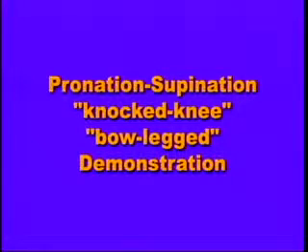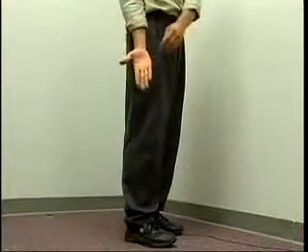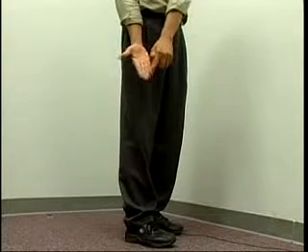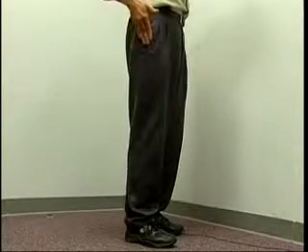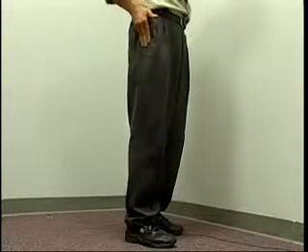This next demonstration, the knock-kneed bow-legged demonstration, is to show the patient the effects of excessive pronation and excessive supination on hip motion. For this demonstration, the doctor will instruct the patient to put the 4 flat finger pads on a broad contact on the greater trochanters as shown here.